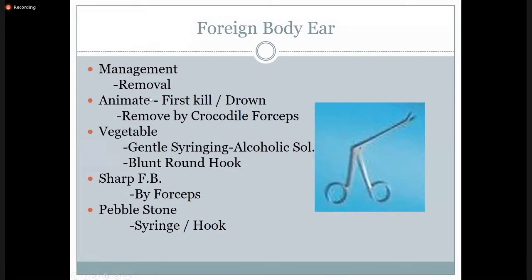Or otherwise, if it is animate, a living insect for example, you have to first kill it so that it is drowned. For example, by instilling local anesthesia, 4% xylocaine in a syringe, you put the local anesthesia liquid in the external canal so that the insect gets drowned or killed, and then you can remove it by using this instrument.